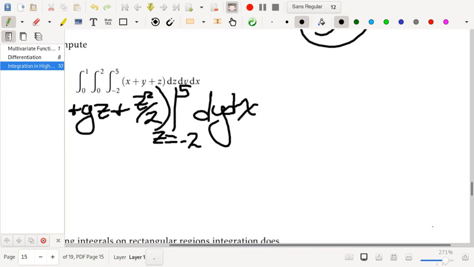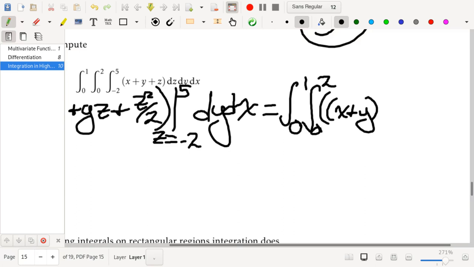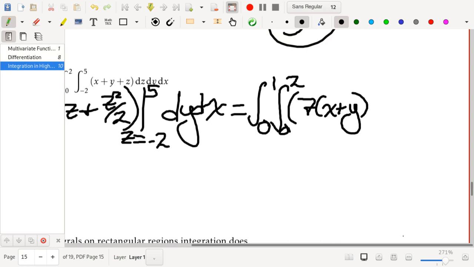So this is equal to the integral from 0 to 1, integral from 0 to 2, and we're going to get x plus y times 7. So we get 7 times x plus y, and then plus 25 over 2 minus 4 over 2, which is going to be 21 over 2. My apologies. So plus 21 over 2, dy dx.